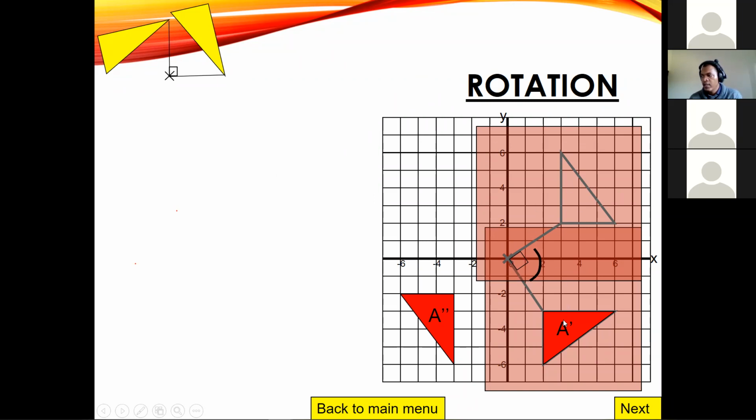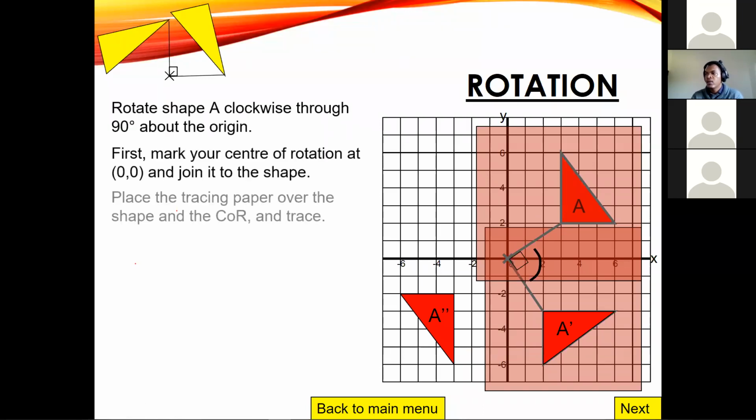So over here, we have shape A, right? And shape A has been marked with a center of rotation, which is the center point where X equals 0 and Y equals 0. And then we basically draw the line to the shape, and then we mark also the points of the line. We go all the way around. We redraw the shape on the tracing paper. And once we redraw the shape on the tracing paper, we rotate it. Okay. And once we rotate it, then we draw again the shape over there. Right. So that is basically what we have here.